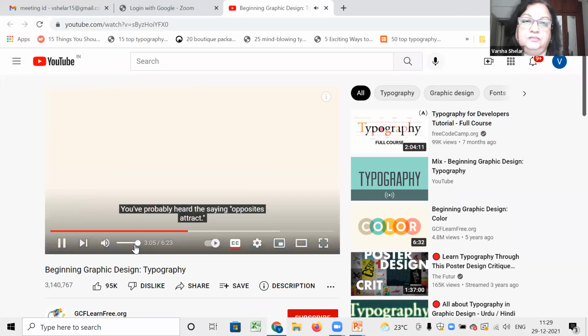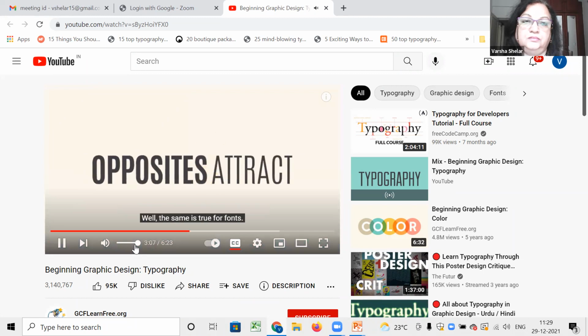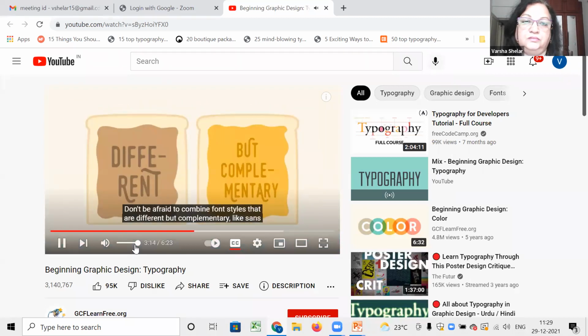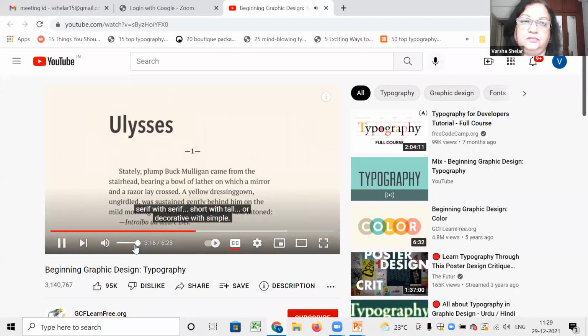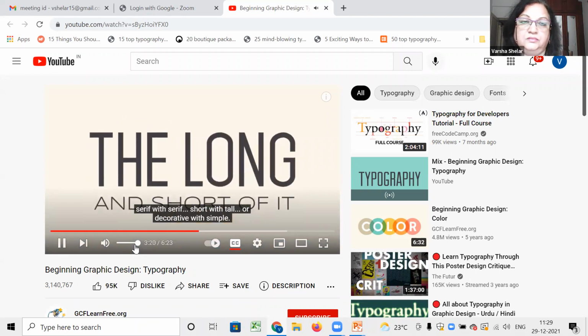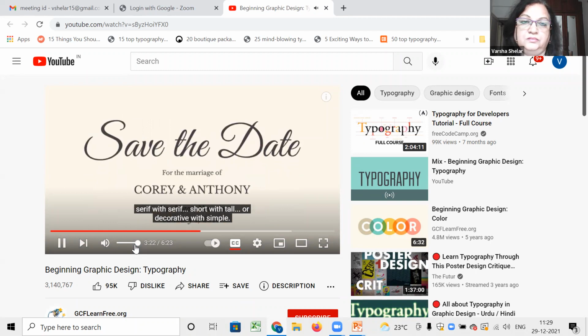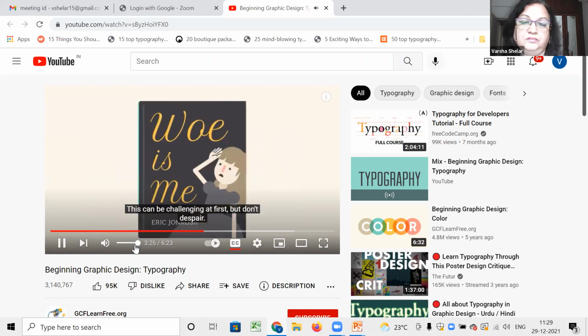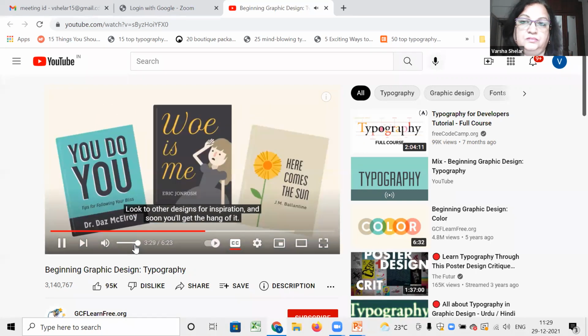You've probably heard the saying, opposites attract. Well, the same is true for fonts. Don't be afraid to combine font styles that are different but complementary, like sans-serif with serif, short with tall, or decorative with simple. This can be challenging at first, but don't despair. Look to other designs for inspiration, and soon you'll get the hang of it.